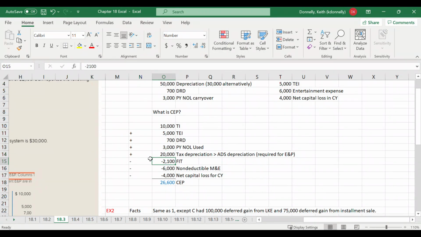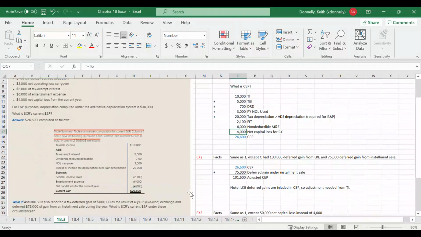Likewise, federal income taxes, we said on the tax return, you don't get a deduction, but for E&P, that would be an economic event that we care about. Same here with the non-deductible M&E. In this case, for taxes, maybe they only give you 50% of it. And then you also would subtract out the net capital loss carryover for the current year. So that's going to get you here to your $26,600 current earnings and profits.